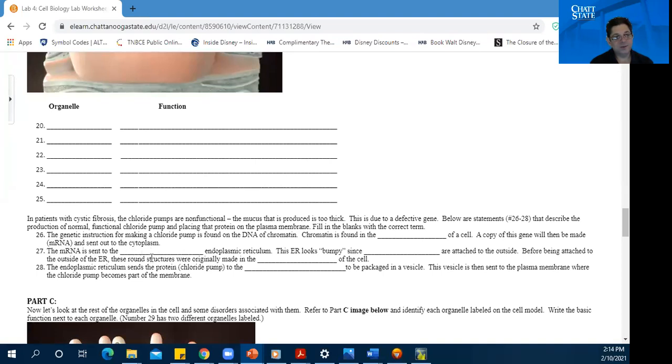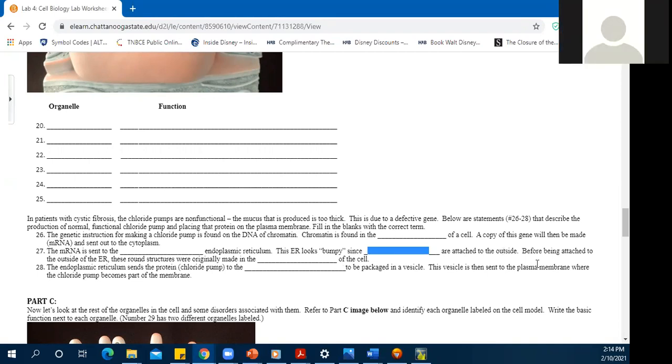That copy is sent to the rough ER. And it's the ribosomes here, the ribosomes that are attached, that's what's going to scan that copy, that mRNA. And it's going to translate the DNA language to an amino acid language. The answer to number 27 is rough ER, in this blank right here, rough. And then the second blank is ribosome, or ribosomes, plural.